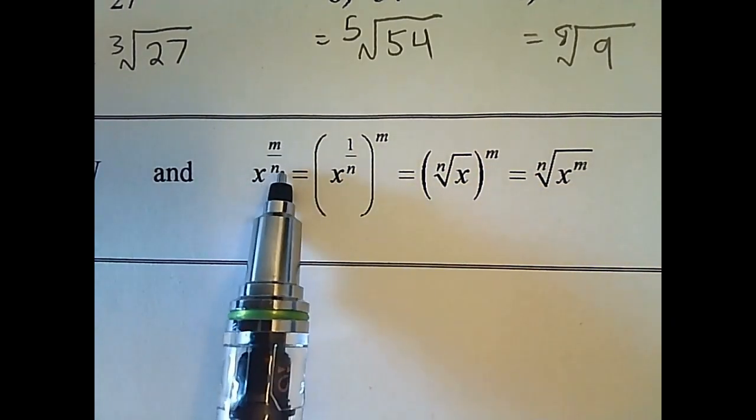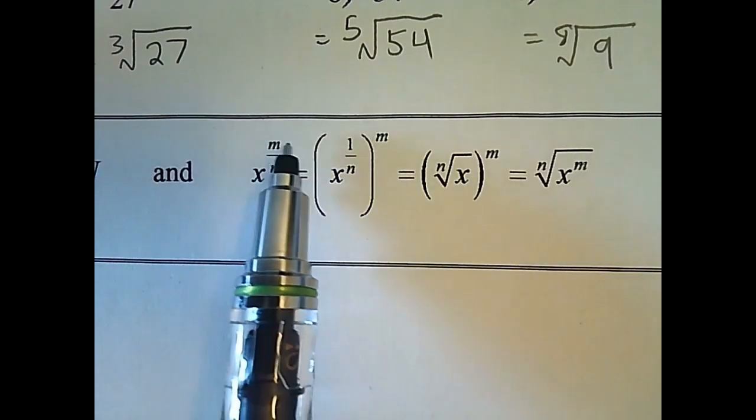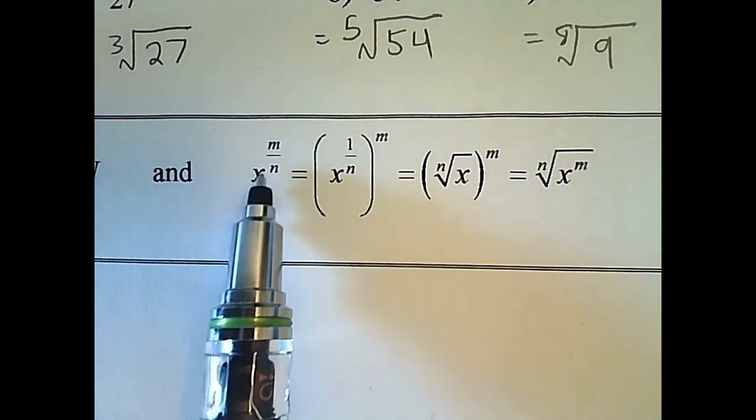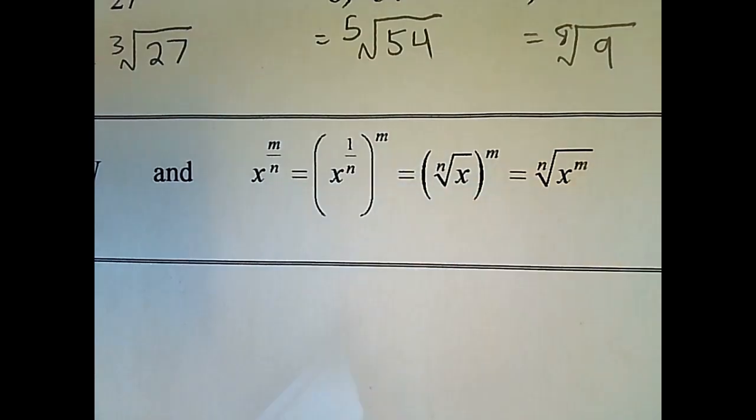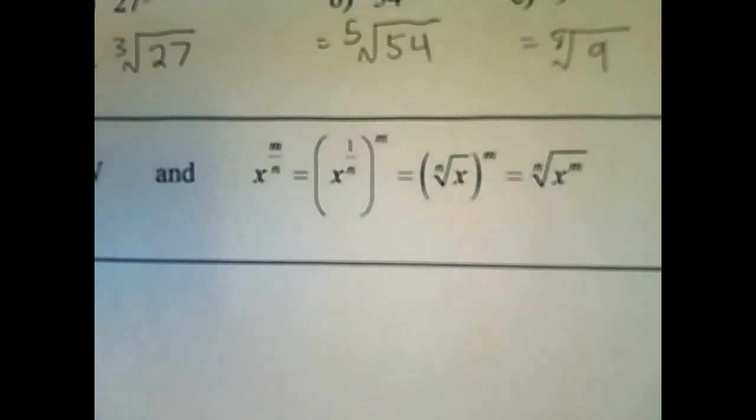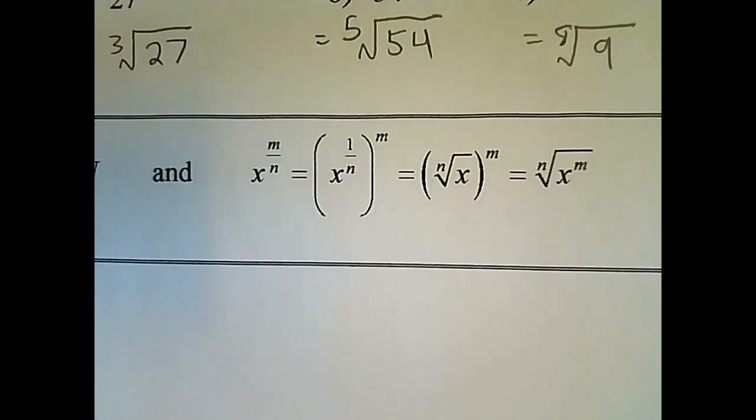So just notice where the fraction is. The denominator is always going to be what the root is, and the numerator is what the x is going to be to the power of, or what the whole thing is going to be to the power of. So let's go over some examples, because I think that'll make it a bit more clear.